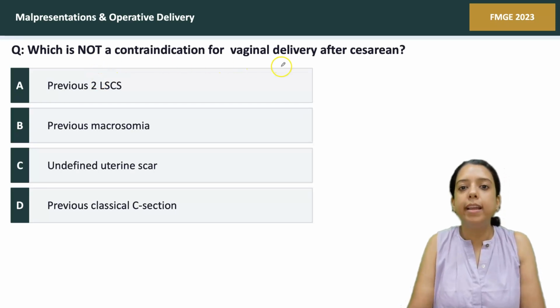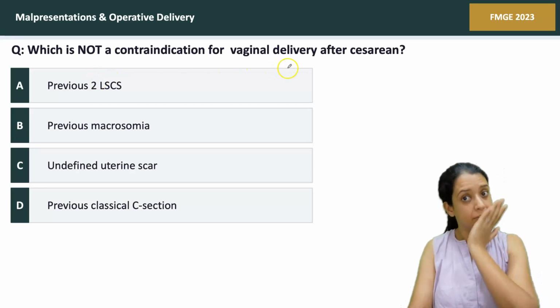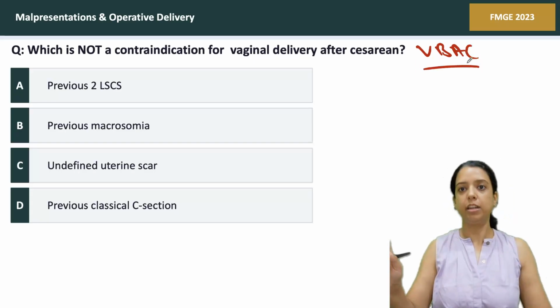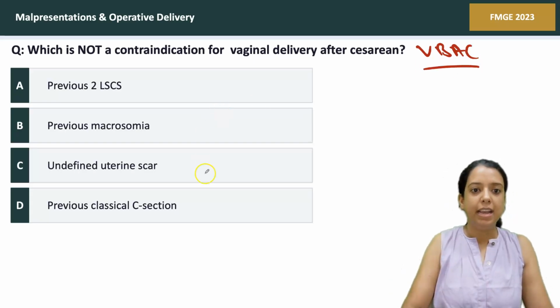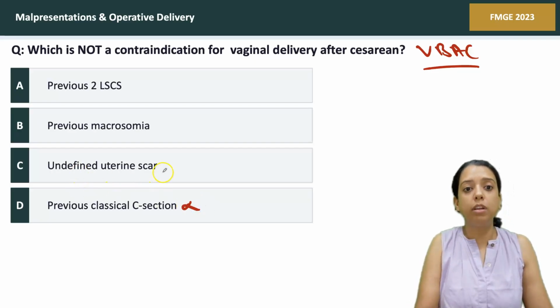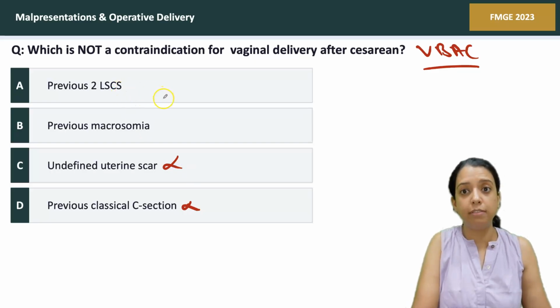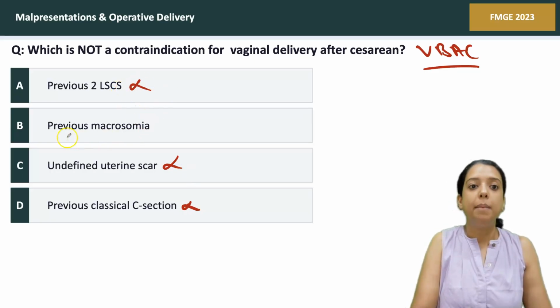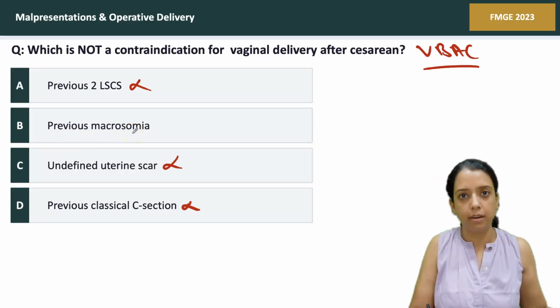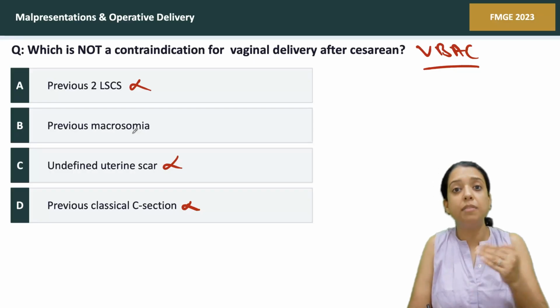Which is not a contraindication for vaginal delivery after cesarean? So VBAC, vaginal birth after cesarean, not a contraindication. It means I can do a VBAC. In previous classical cesarean, can I do a VBAC? No. I don't know the scar. Previous two LSCS, can I do vaginal delivery? No. Previous macrosomia. If there was previous macrosomia and cesarean was done, can I not try vaginal delivery now?